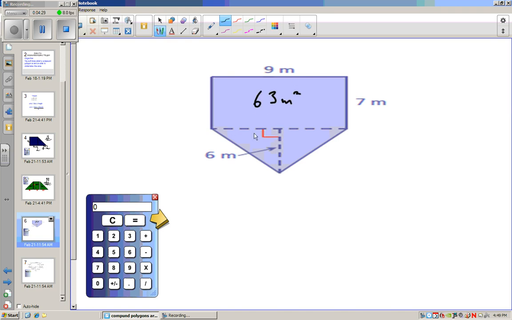And now, well, this doesn't say the base. Well, up here it says it. So 9 times 6 is 54. 54 divided by 2 gives me 27. So this is 27 meters squared. If I add the two of them together, I end up with 90 meters squared.